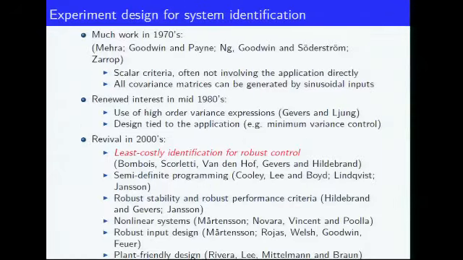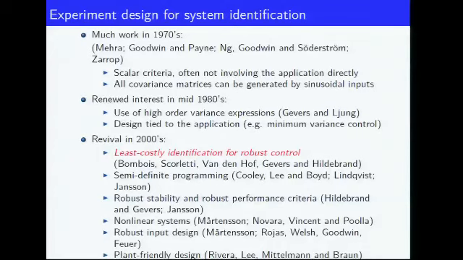And as Darius mentioned, the history of experiment design in this area goes back to the start of the 1970s with work by Mehra, Goodwin, Payne, Zarrop. There were scalar criteria like the optimality criteria we have heard about during this week, often not involving the application directly, more general types of criteria. And one realization was that you could generate all covariance matrices by sinusoidal inputs, as Luke mentioned earlier today in the morning.